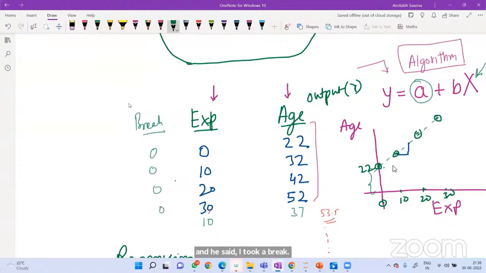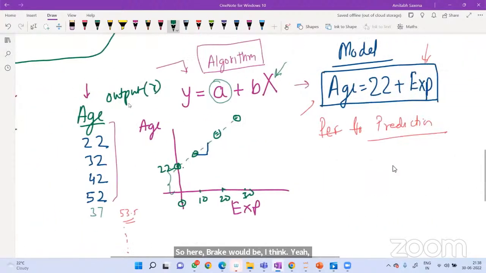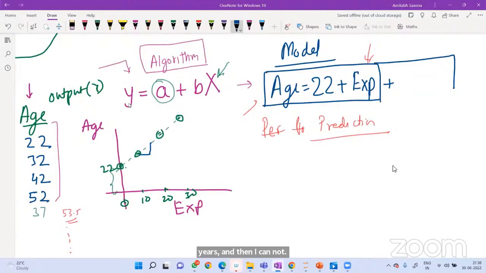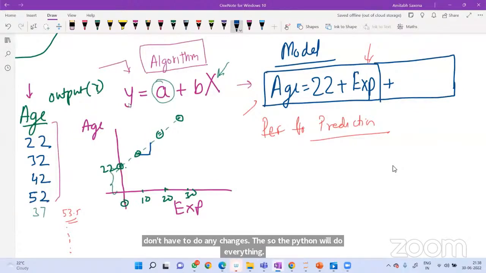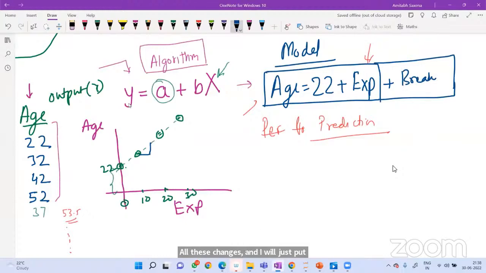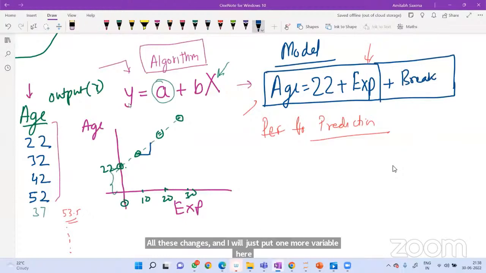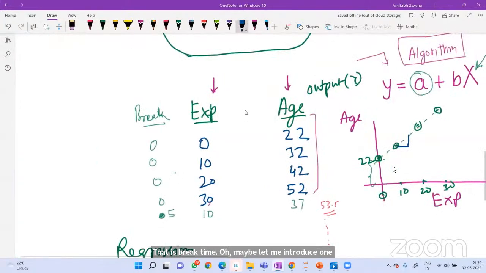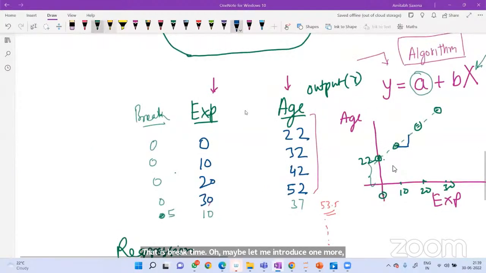So I will introduce one more feature here, which is the break time. Here the break would be 5 years. I don't have to make any changes; Python will do all these changes. I will just put one more variable here, that is break time. And when I have multiple variables, I say I am using multiple regression.